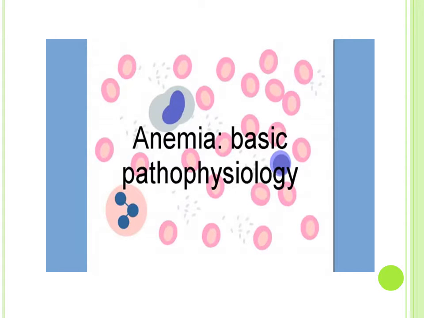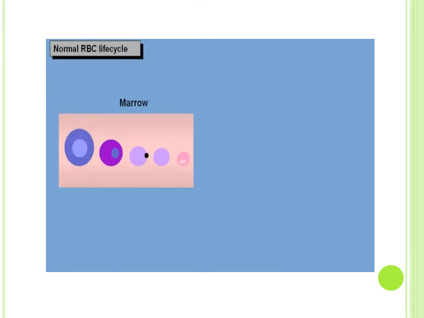In this video, we will explore the basic pathophysiology of anemia. In order to understand the pathophysiology of anemia, you first have to know the normal red cell life cycle.